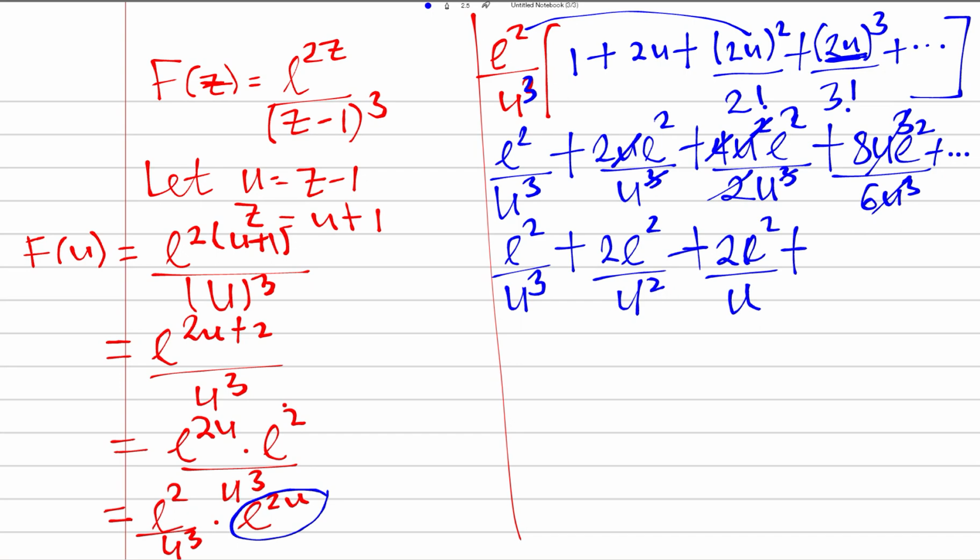So we have 8 over 6. 2 in 8 is 4. Then 2 in 6 is 3. Then e squared. And it goes on and on. So that is what we are going to have.